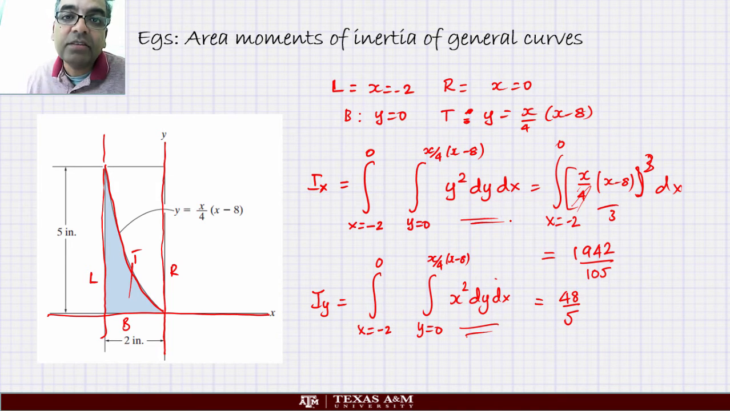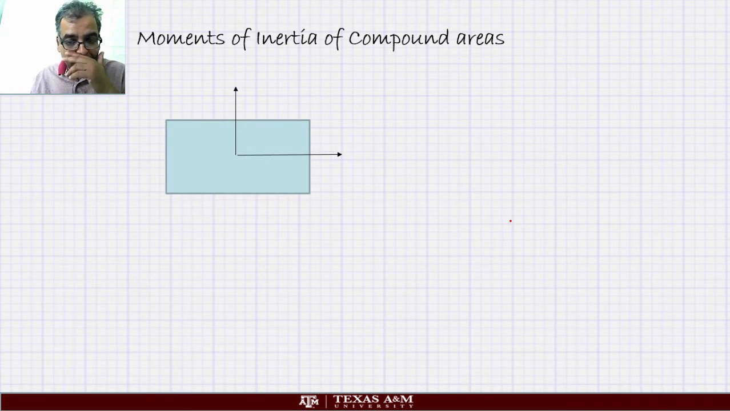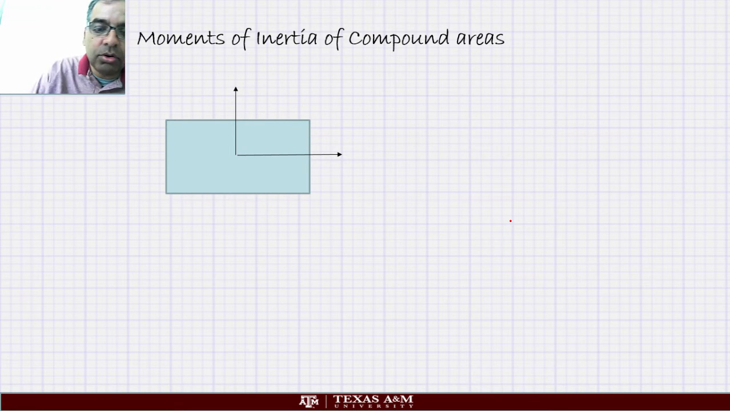Of course, as with the other one, what if you want to do something for a composite area? You have to work a little bit harder. So let me explain what I mean. Let's say you have a rectangle, and you have the centroid of this rectangle.